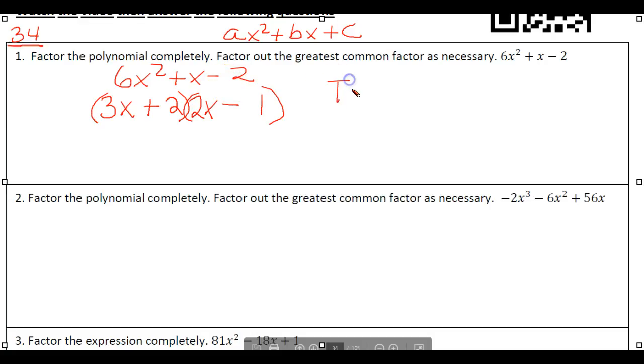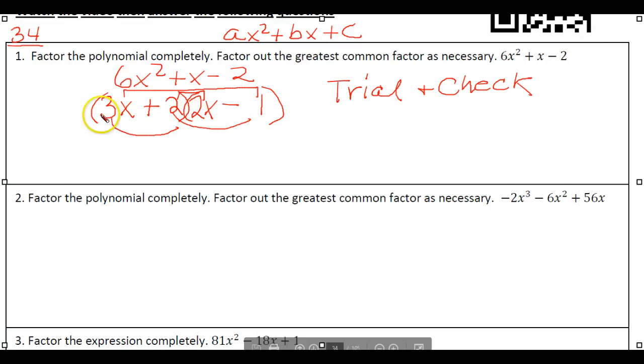And some of this is trial and check, or sometimes they say guess and check, or trial and error. We're trying things out, and then we FOIL it to check our work. Notice in the answer key they have this first and this over here. It doesn't make any difference, as long as you FOIL it and check, that is satisfactory.